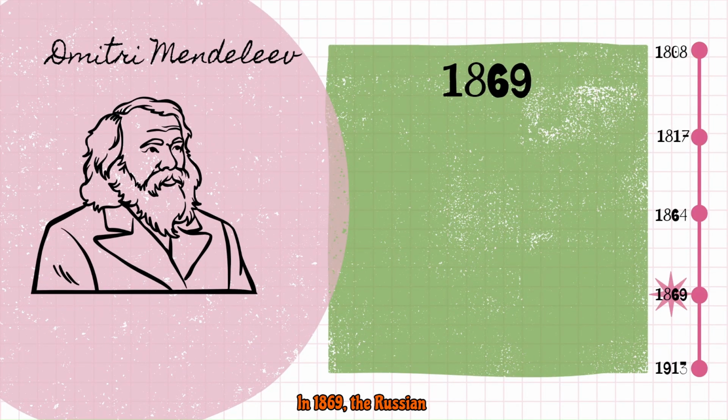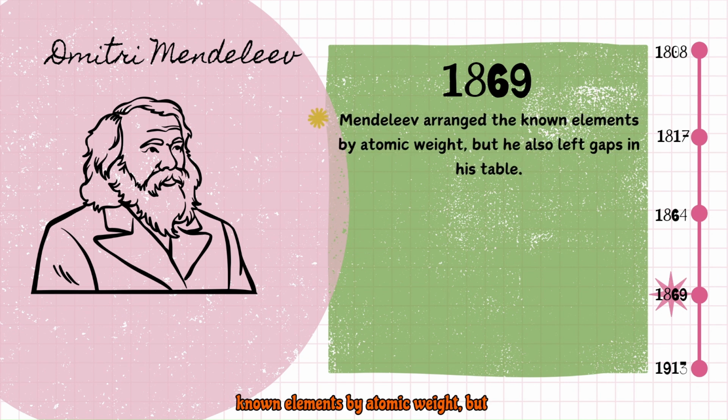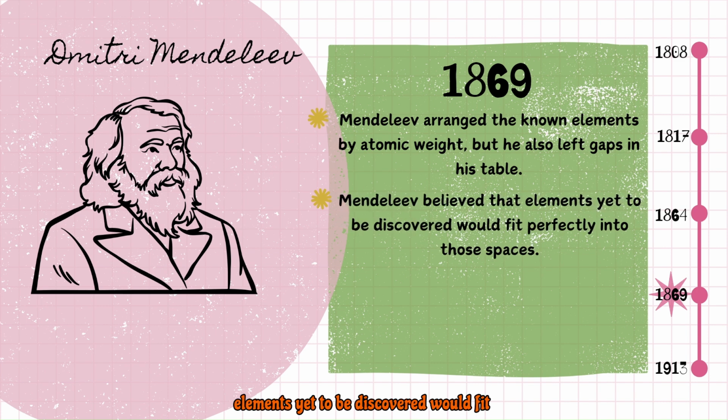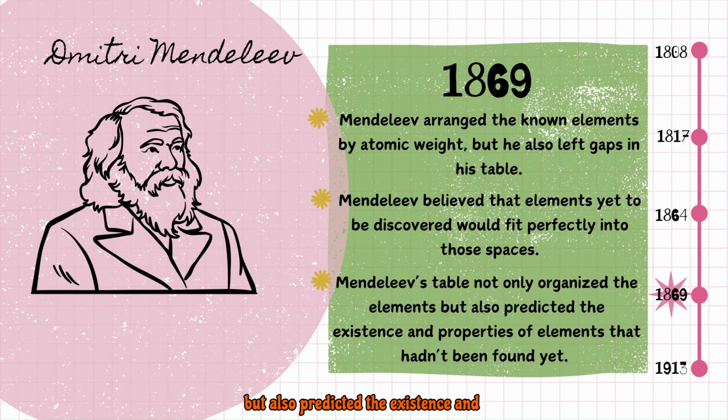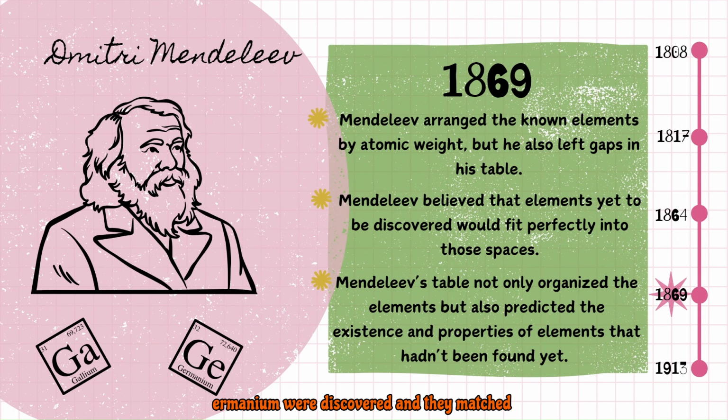In 1869, the Russian scientist Dmitri Mendeleev arranged the known elements by atomic weight, but he also left gaps in his table. Why? Because Mendeleev believed that elements yet to be discovered would fit perfectly into those spaces. This was revolutionary. Mendeleev's table not only organized the elements, but also predicted the existence and properties of elements that hadn't been found yet. And guess what? He was right. Elements like gallium and germanium were discovered, and they matched his predictions almost perfectly.